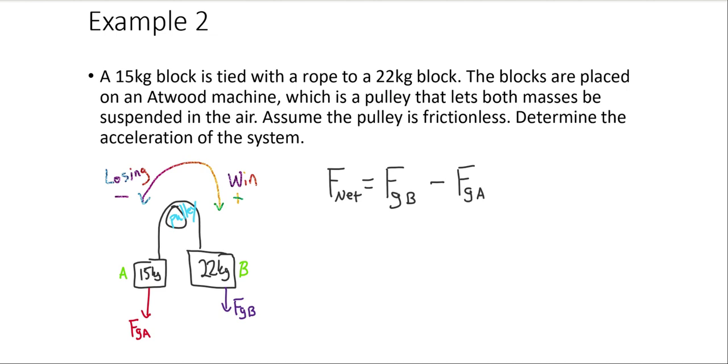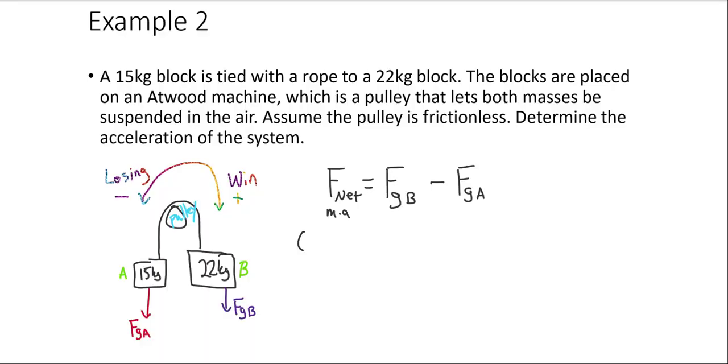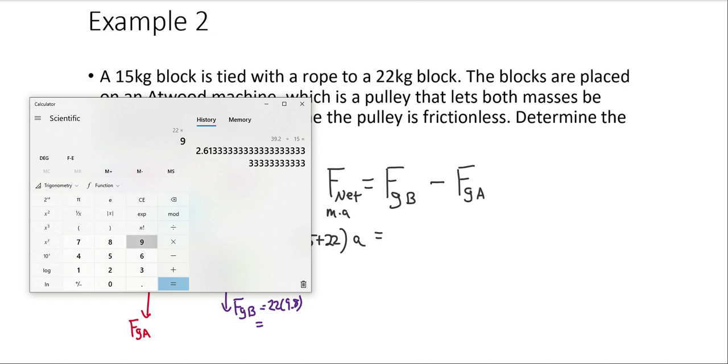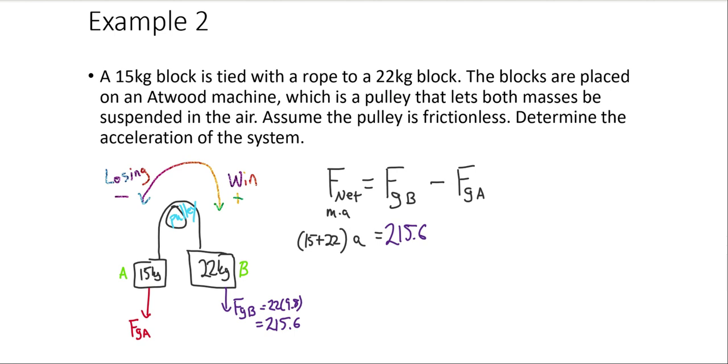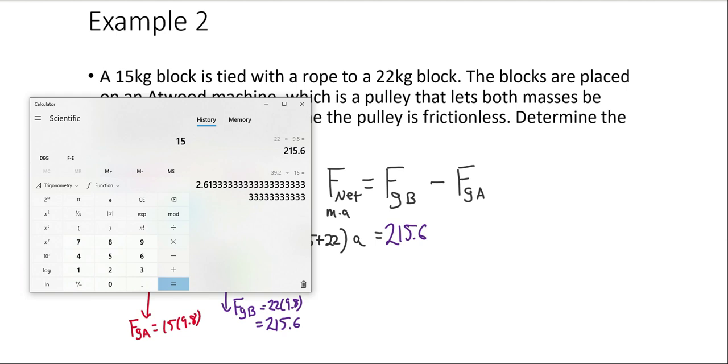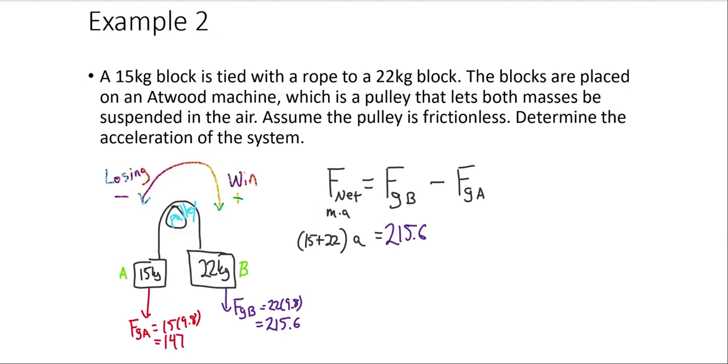Take a moment and try to finish this problem on your own. So let's determine, we want to know the acceleration of the system, so we need to know the mass of the system. There's 15 plus 22 times A equals force of gravity B. We need to take 22 times 9.8, 215.6. And we need to find the force of gravity of A. That's 15 times 9.8, 147.